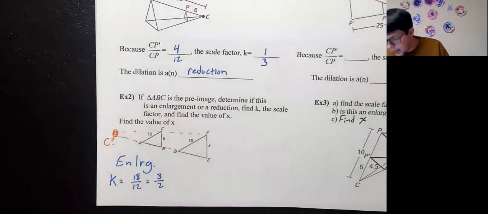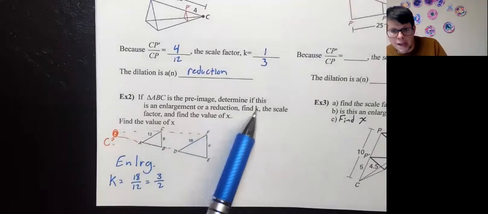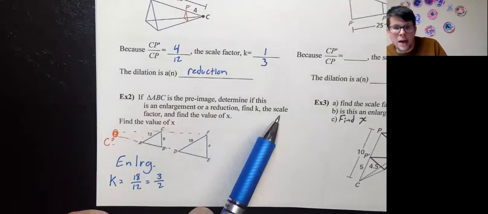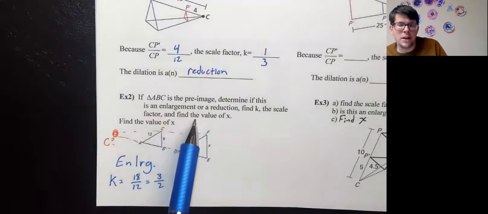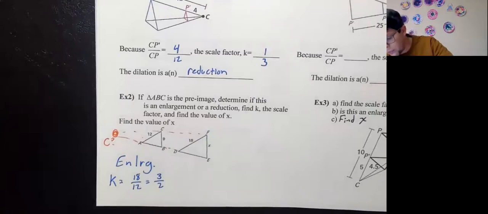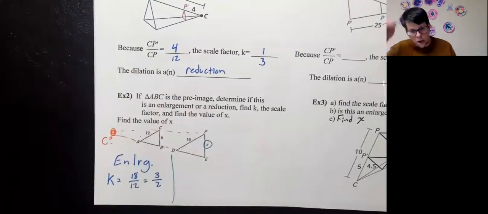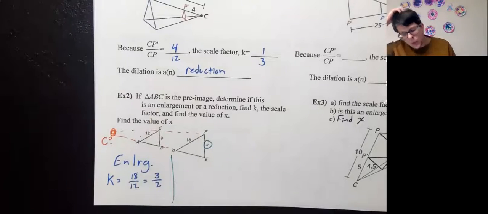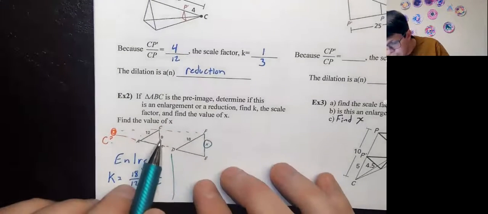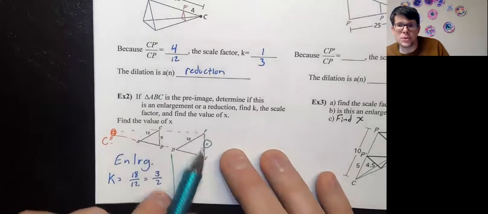Okay, cool. That covers a lot of the bases we were talking about. Determine if it's an enlargement or a reduction, check. Find the K value, check again. The scale factor, which is the K value, and then find the value of X. Now we're going to change gears. We need to figure out exactly how long that side is right there. That side is associated with this 9, and the 9 has been enlarged and becomes this new side over here.